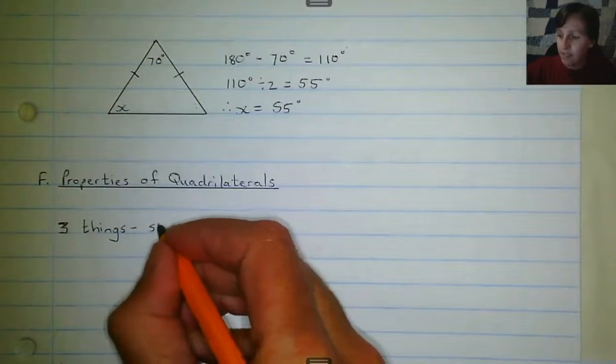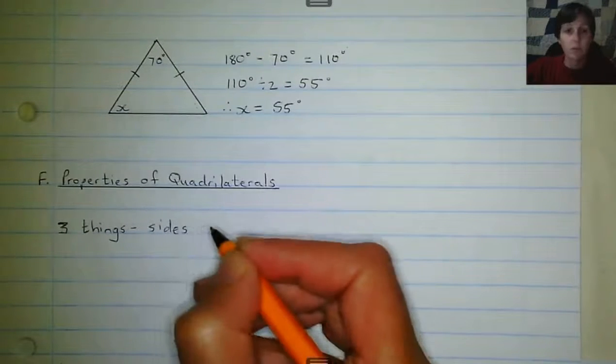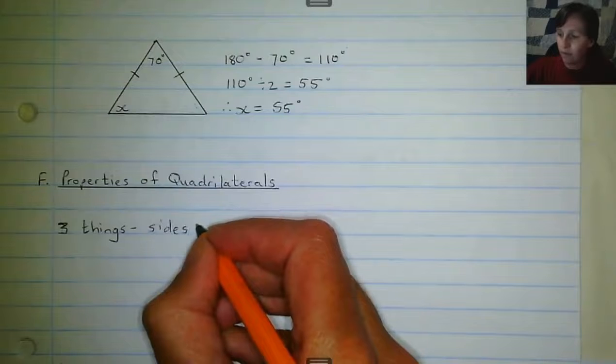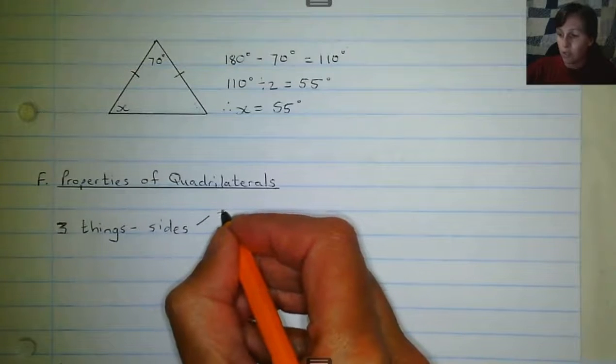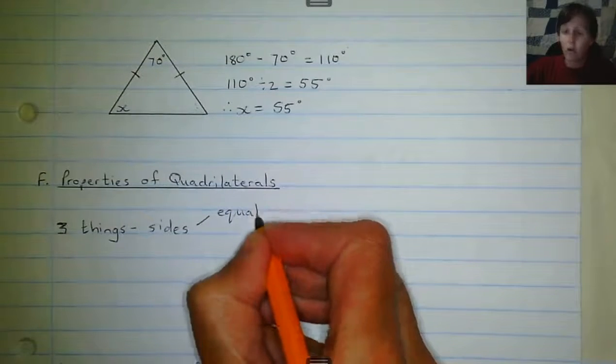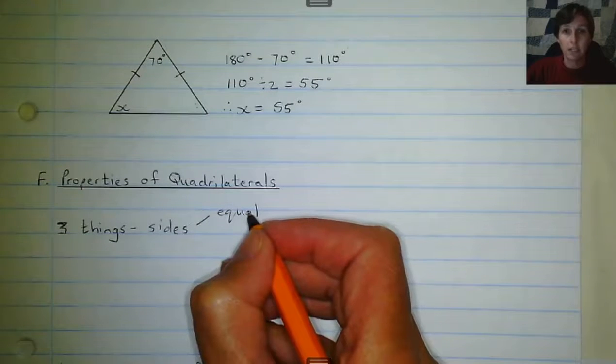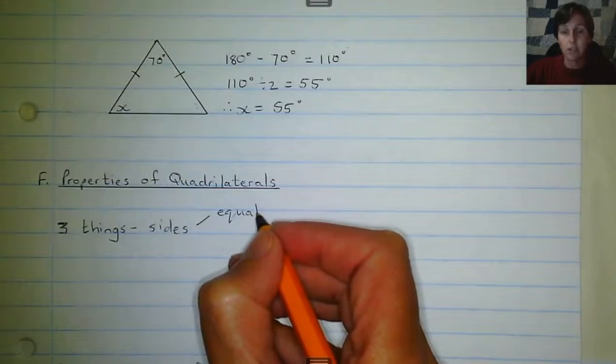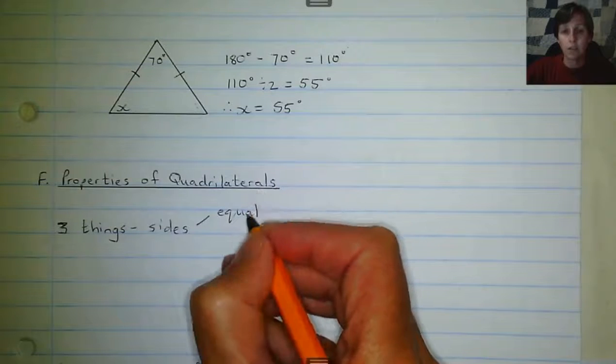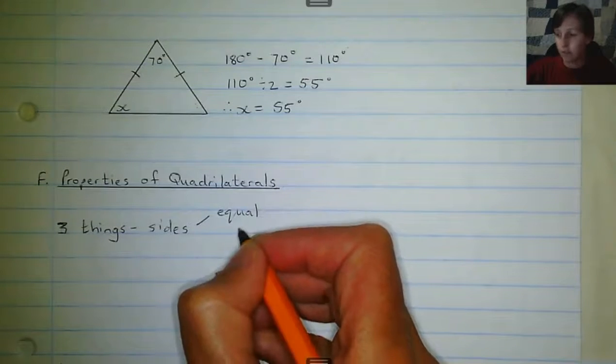One of them is the sides. When we look at the sides of the quadrilateral, we have a look at which sides are equal. Are all the sides equal? Are the opposite sides equal? Are the adjacent sides equal? Adjacent, next to each other. Opposite, looking across a distance at each other.